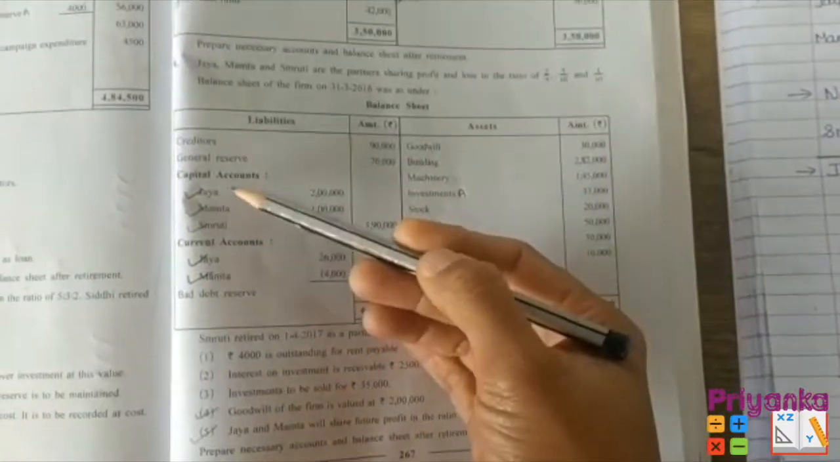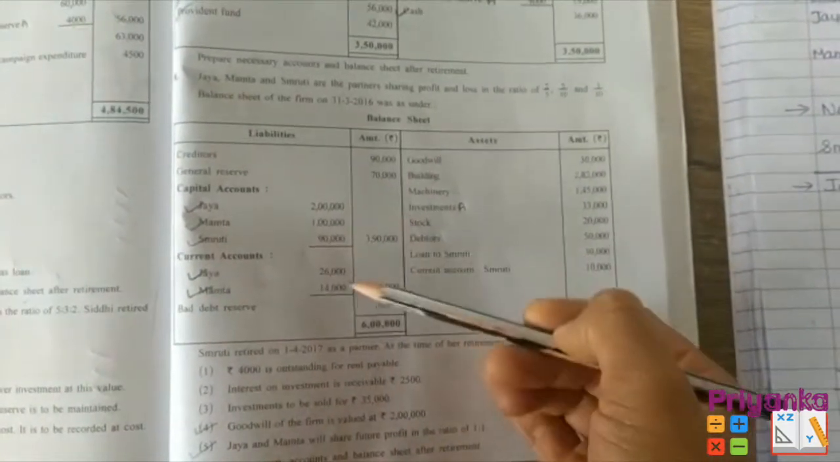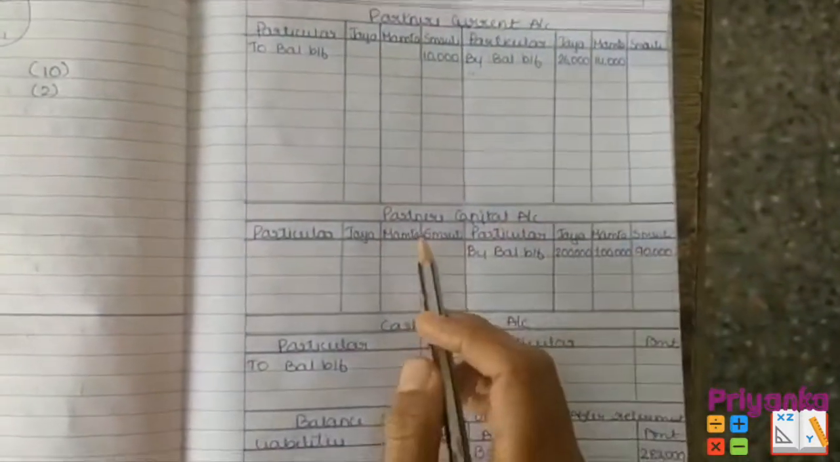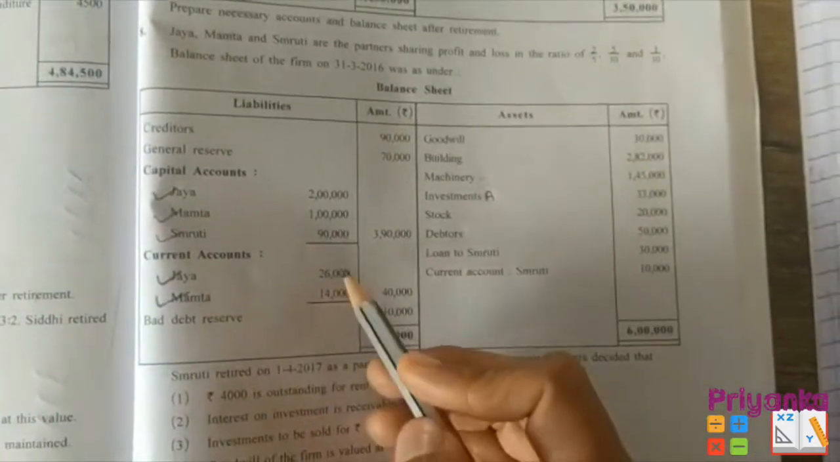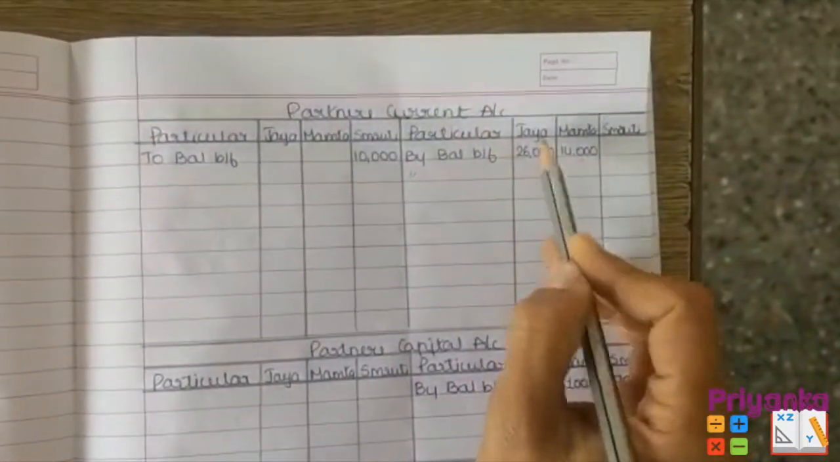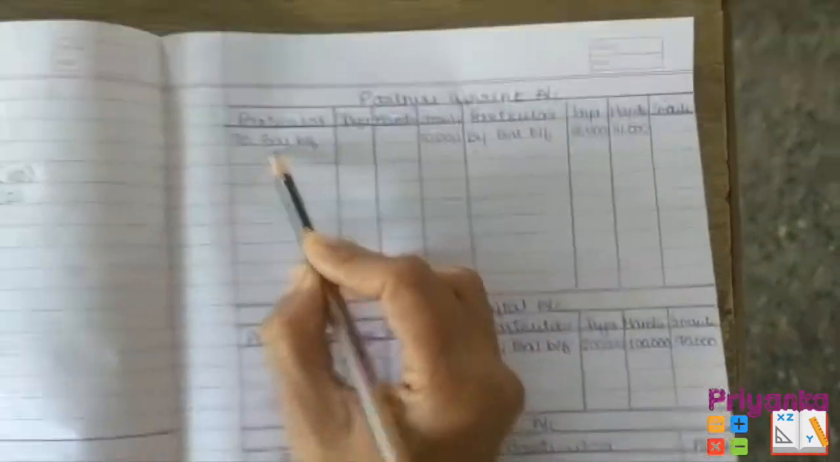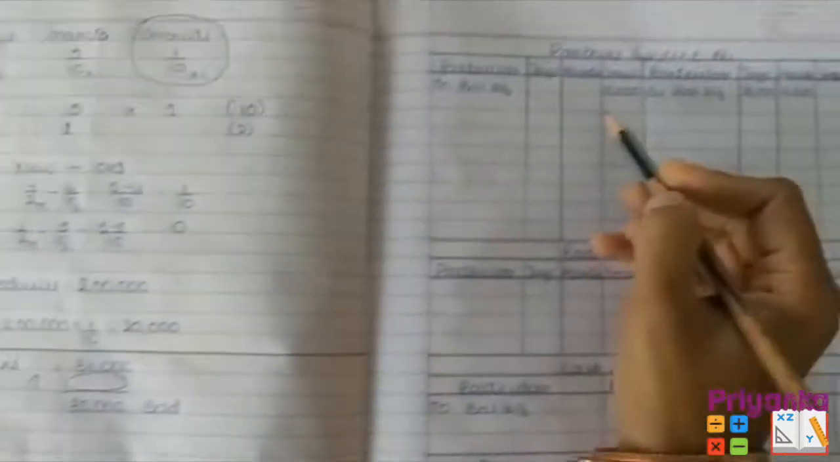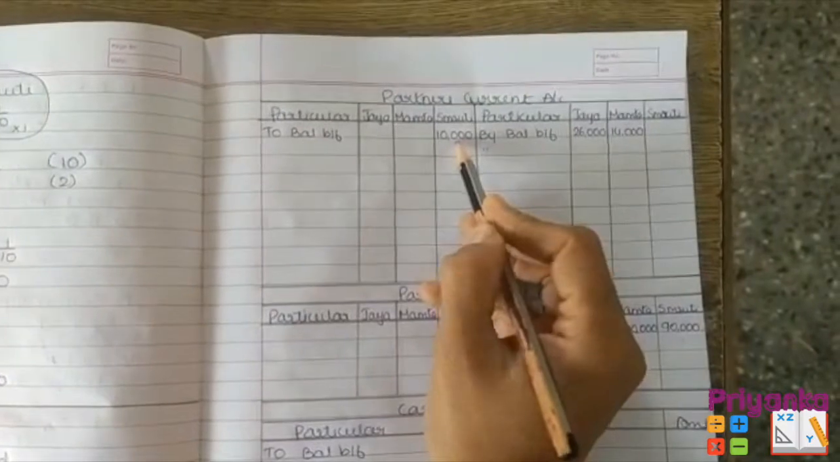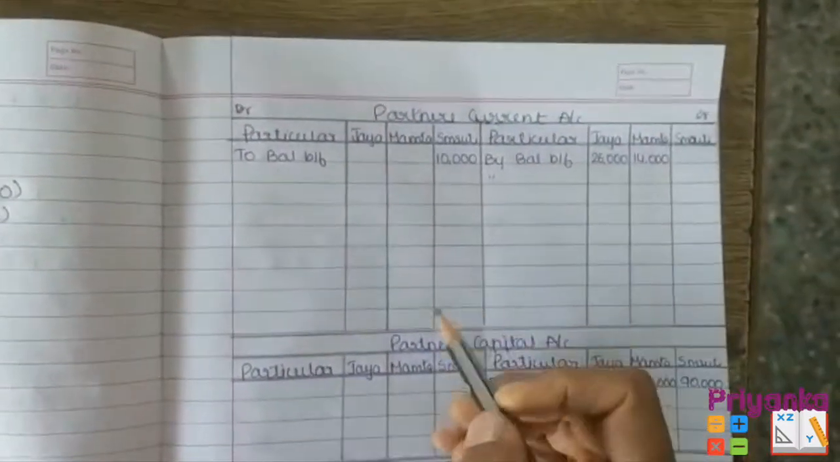Now you can see I already ticked that I removed all the opening balance, and I already kept that in the partners' capital account with the opening. And here is the current accounts opening: 26,000 and 14,000 of current account, 26 of Jaya and Mamta's, and the current account of Smriti is given at the asset side, which is given on the partners' current account debit side. Now this is quite important because we are doing the current account for the very first time.